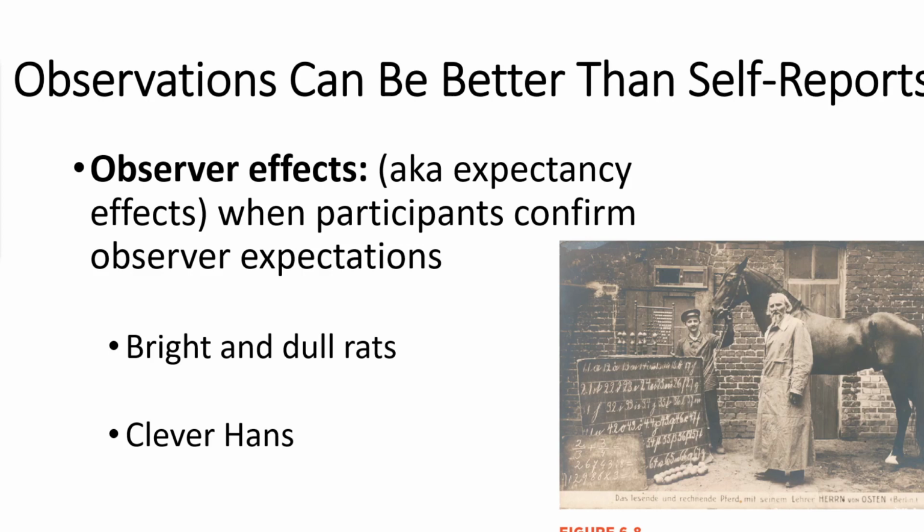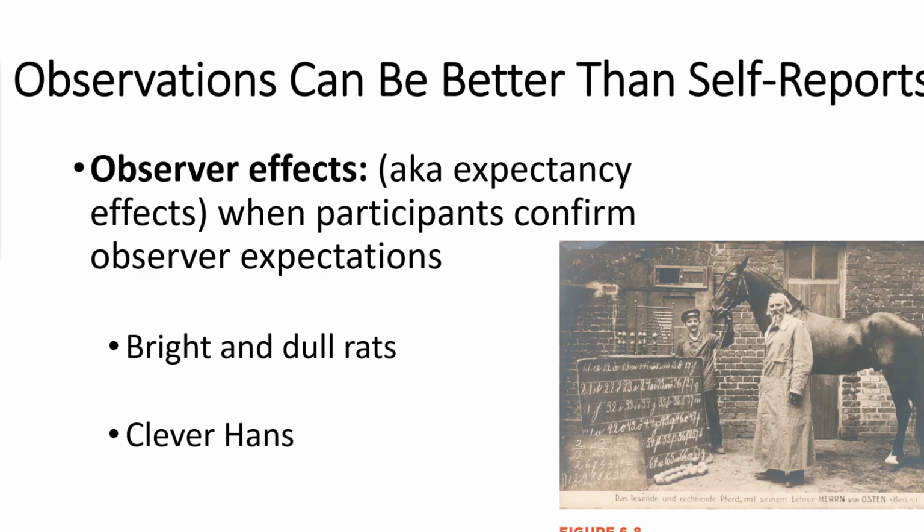And to figure out what was going on, they had some people who would pick up the card, look at it themselves, and then show it to the horse. Then they had another group that would pick up the card, but they wouldn't be able to see it, and they would show it to the horse.